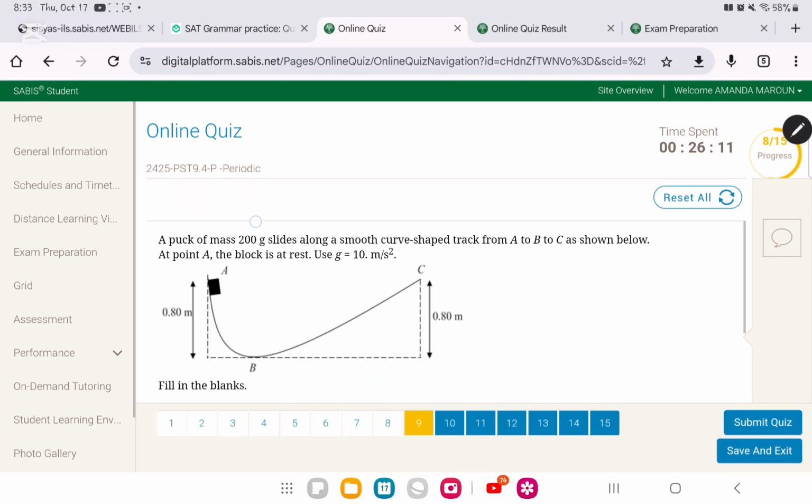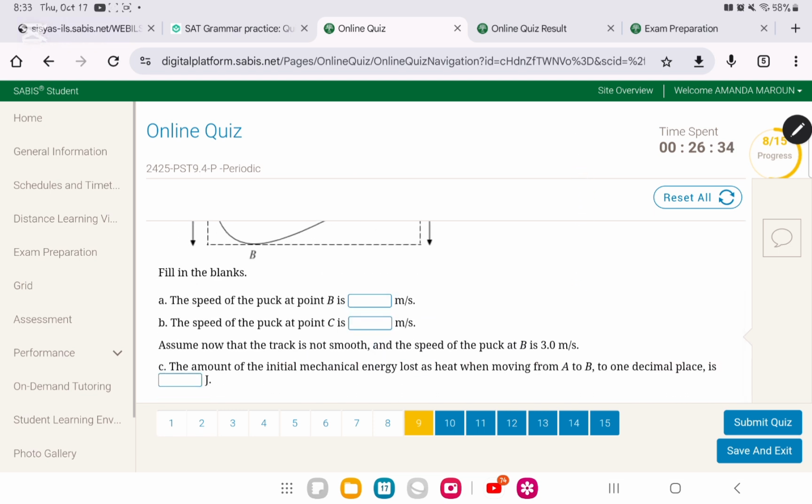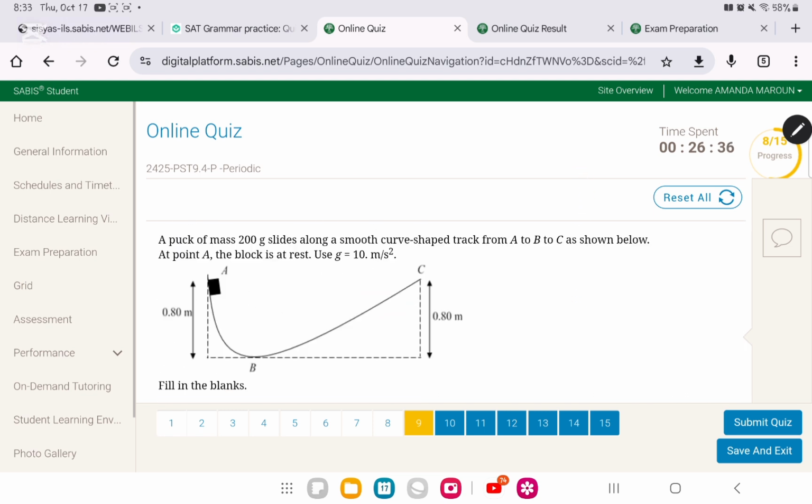Question number 9. A puck of mass 200 grams. In physics, we use what? The mass in kilograms. So to change it to kilograms, it becomes 0.2 kilograms. It slides along a smooth curve-shaped track from A to B to C. At point A, the block is at rest. Use G is 10 meter per second squared. They're asking us for the speed of the puck at point B.